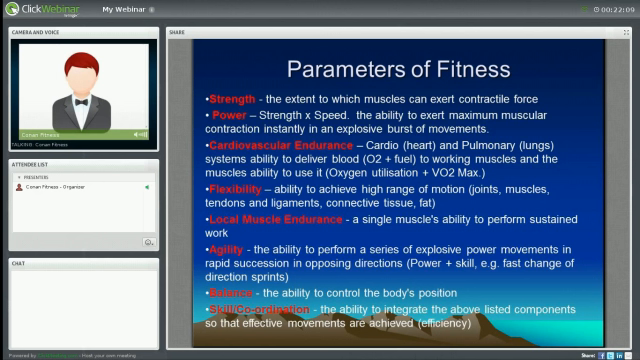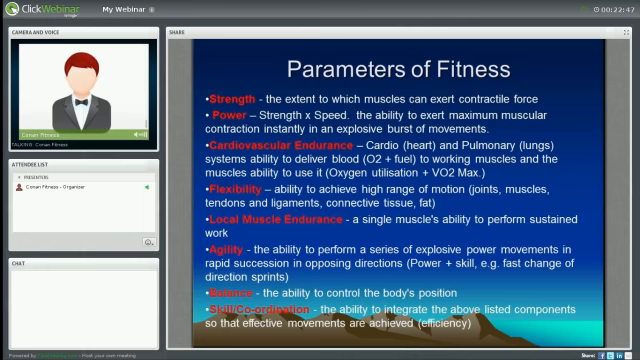Agility. Agility involves a couple of factors, one being power and one being skill, as well as a few others, but I think those two are the most important. It is the ability to perform a series of explosive power movements, so there's your power, in rapid succession, so it has to be quick, and in opposing directions. If it were just straight, like someone accelerating off the mark, that's wicked power, but it's not necessarily agility. Agility is more pertinent to specific contexts like sports and athletics, where someone has to change direction.